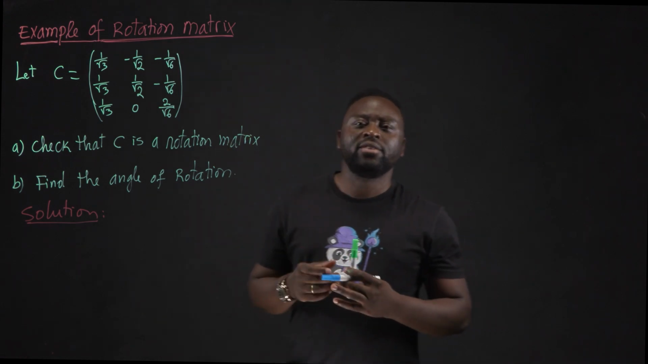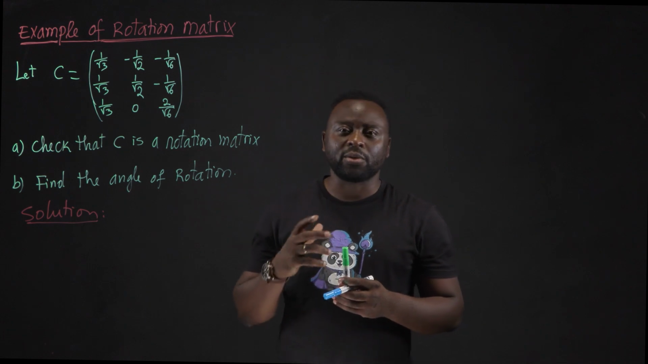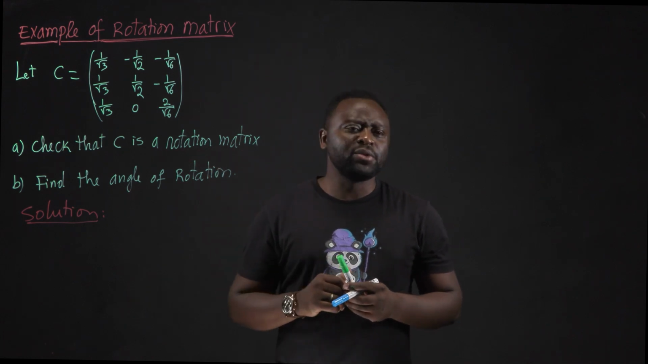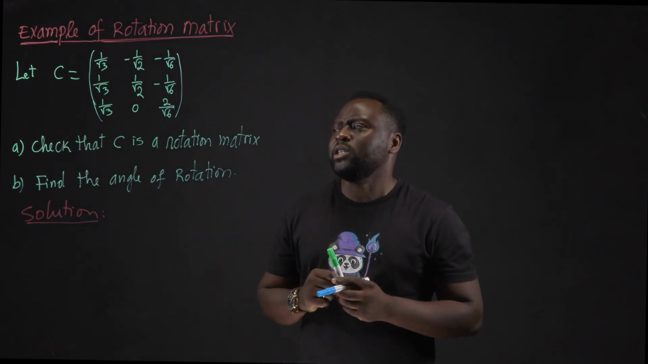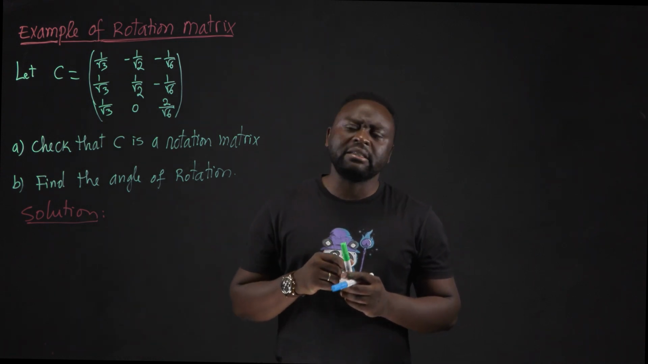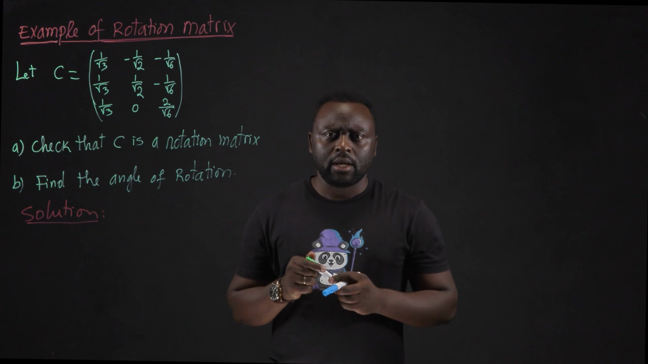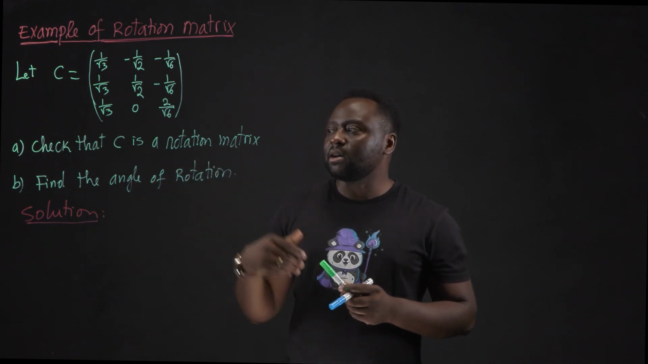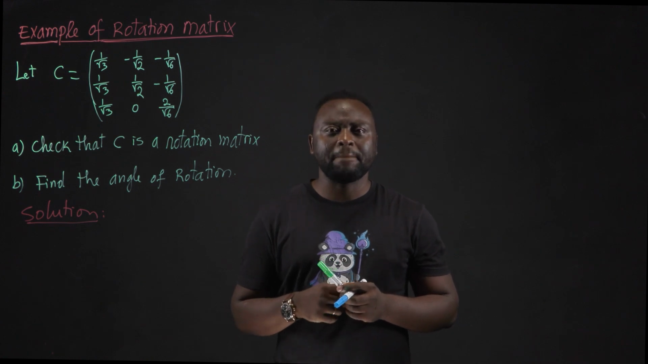As I promised in the previous video, this is an example of a rotation matrix, and I want us to solve this. You are given this matrix C, and the question is, check that C is a rotation matrix. And of course, the second question is to find the angle, but to obtain the angle, we just have to use the first question, okay?